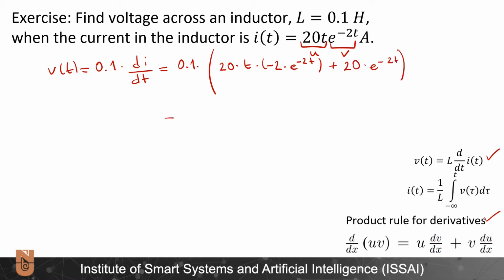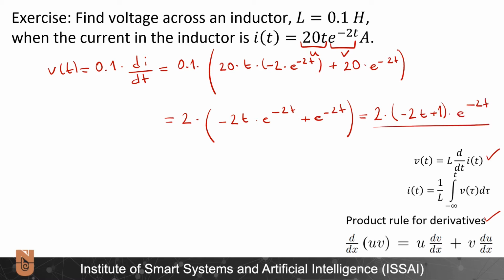I can simplify this a little bit. It will be 2 times minus 2t times e to the minus 2t plus e to the minus 2t. And I can simplify this a little bit further. It will be 2 times minus 2t plus 1 times e to the minus 2t. This is my final expression for v of t.